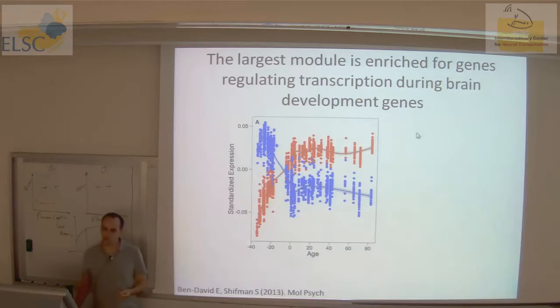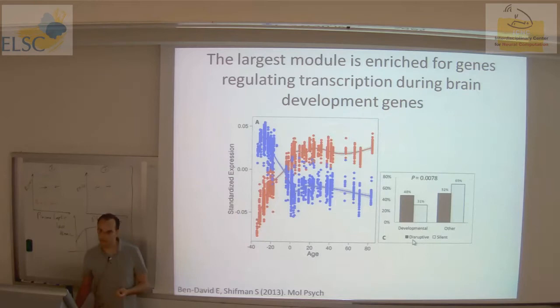And if we look at all the genes with de novo disruptive mutation, we see that they are enriched in the group of genes that are expressed in the brain before birth. And the way we do it, we compare de novo disruptive mutations with silent mutations. Silent mutations are mutations that don't disrupt the protein. So this is our control.